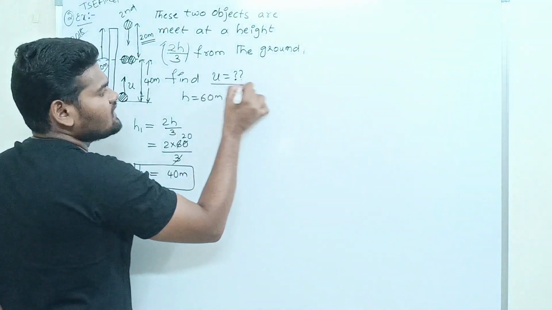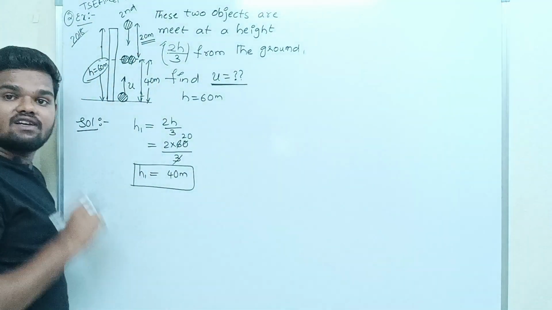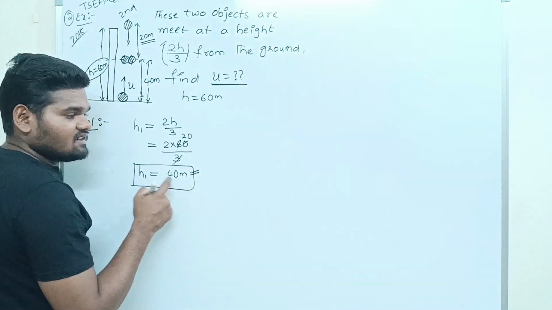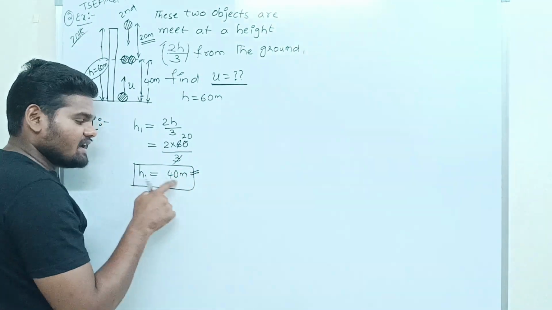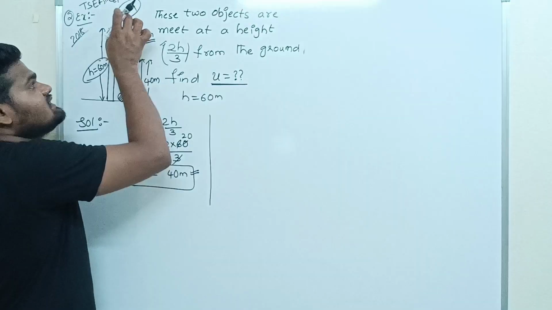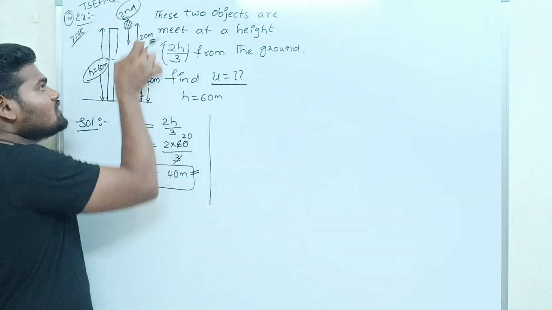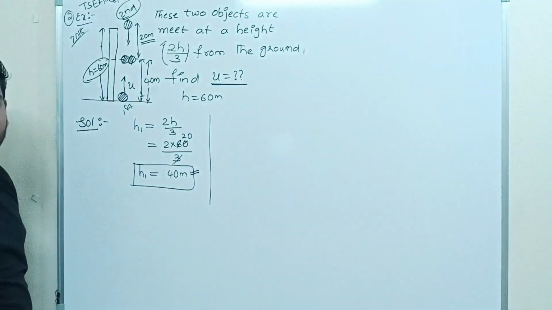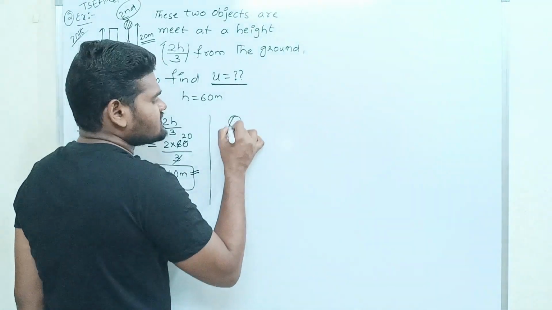Now what do we have to find? The initial velocity of the object. Have a look. At this height, the two objects meet. This second object has moved 20 meters, and this is the first object. Okay, so let us take the second object.